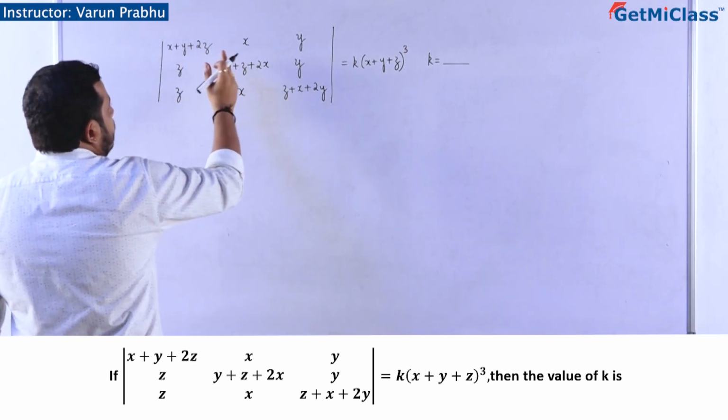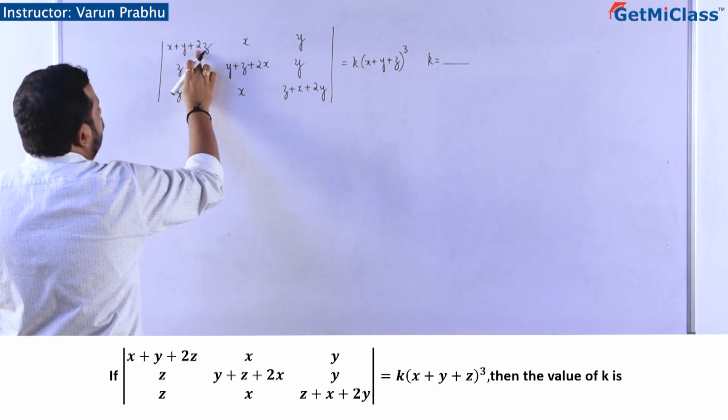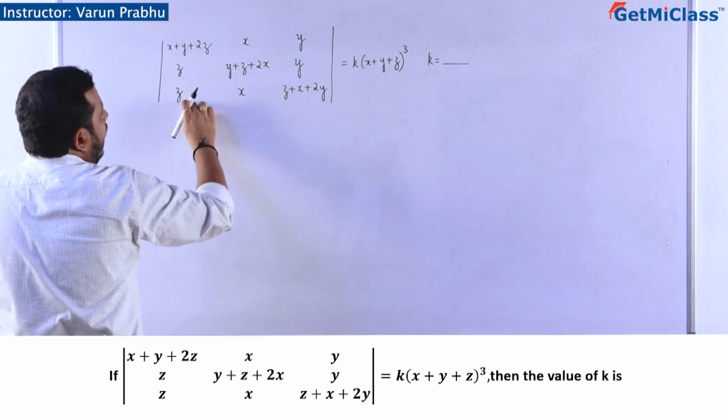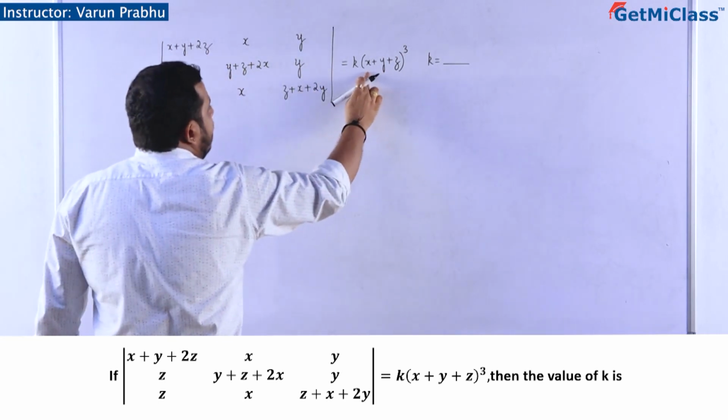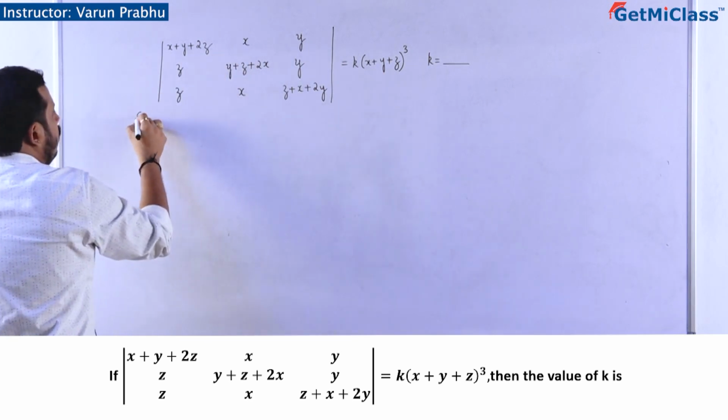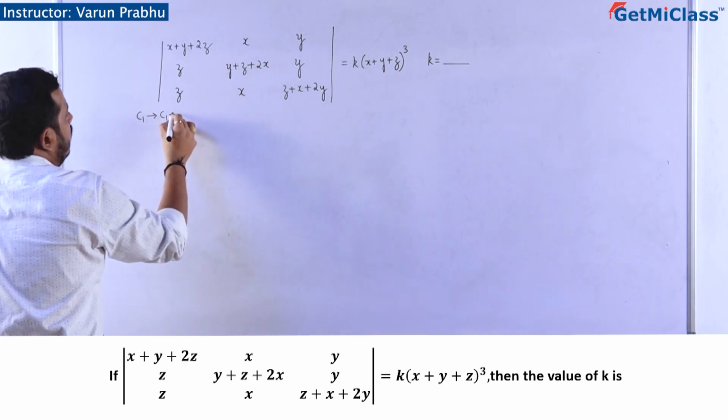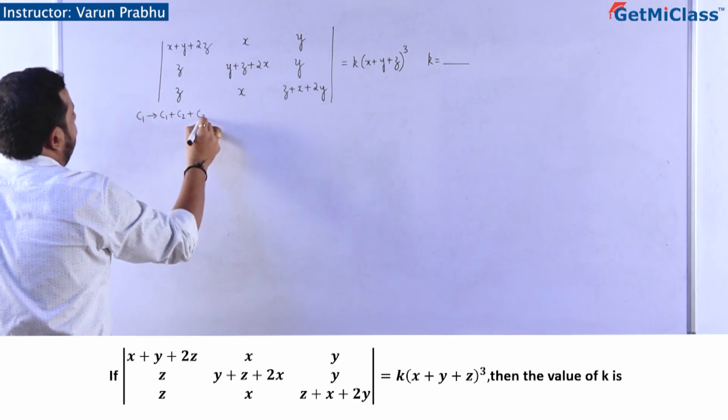We know that, see now x, y is there. Now here 2z is there. So if we go by adding the row, we will not get anything to take out. X plus y plus z has to be taken out, right? What we'll do: C1 transforms to C1 plus C2 plus C3.